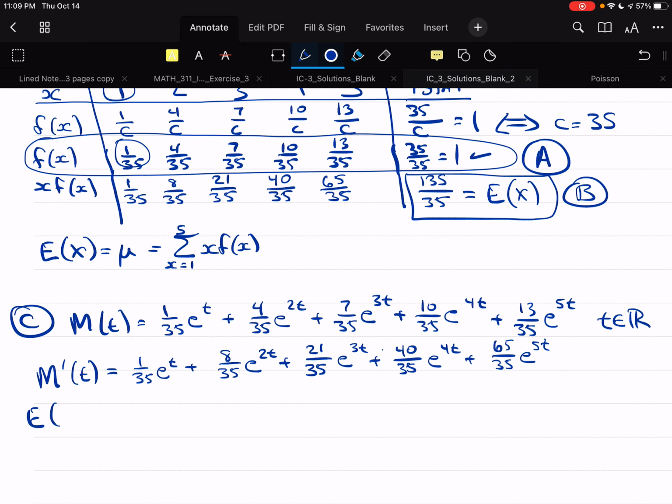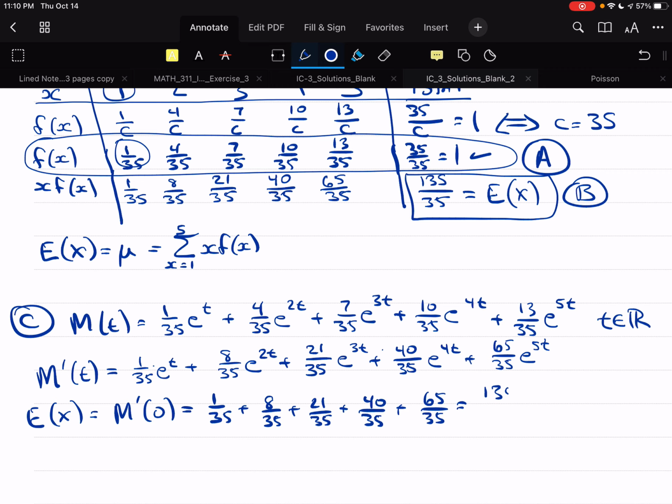And E of X is equal to M prime at 0. So when I plug in 0 into the exponent of e, e to the 0 power is going to be 1. So I end up with 1 over 35 plus 8 over 35 plus 21 over 35 plus 40 over 35 plus 65 over 35, which is, of course, 135 over 35. Okay. So that is part C.